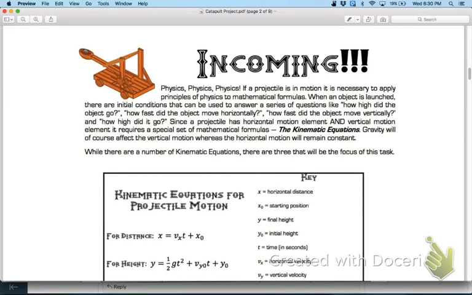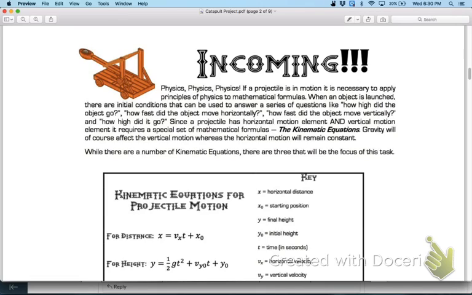For this portion of the project, we're going to use what are called kinematic equations. If you are in physics, this is going to be nothing new to you. If you've not taken any physics yet, then this will be a nice little introduction. So if a projectile is in motion, then we have to use principles of physics to come up with our mathematical models.